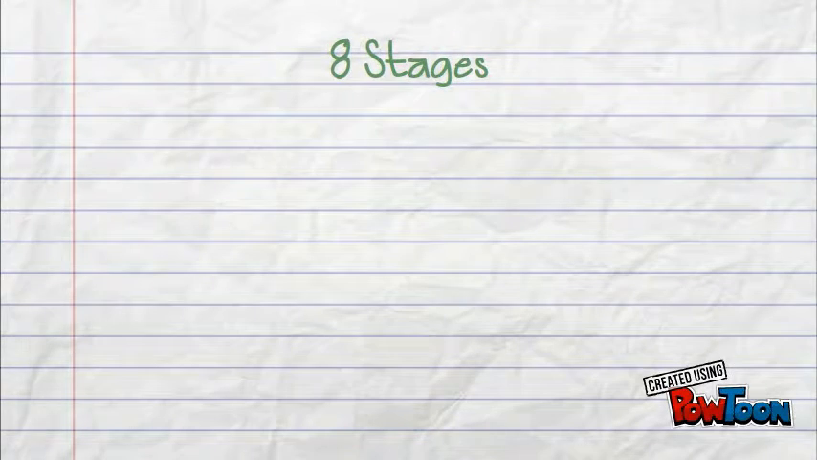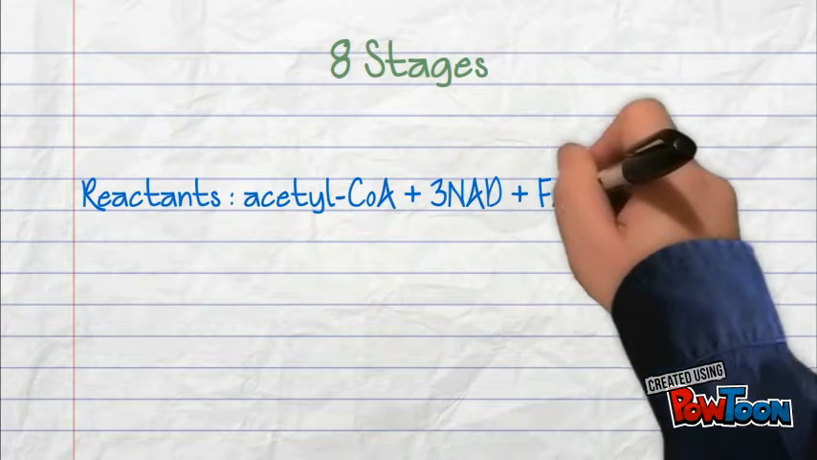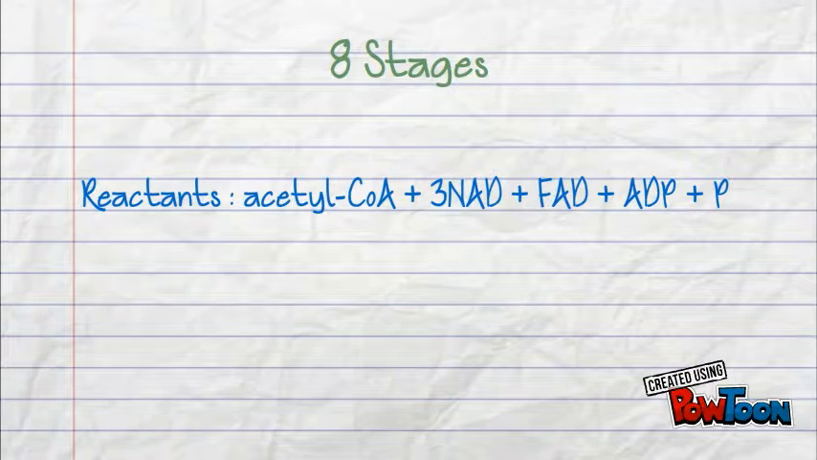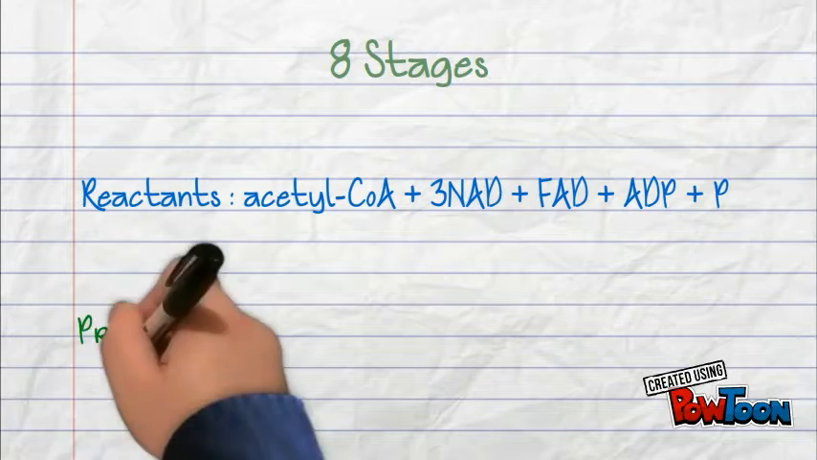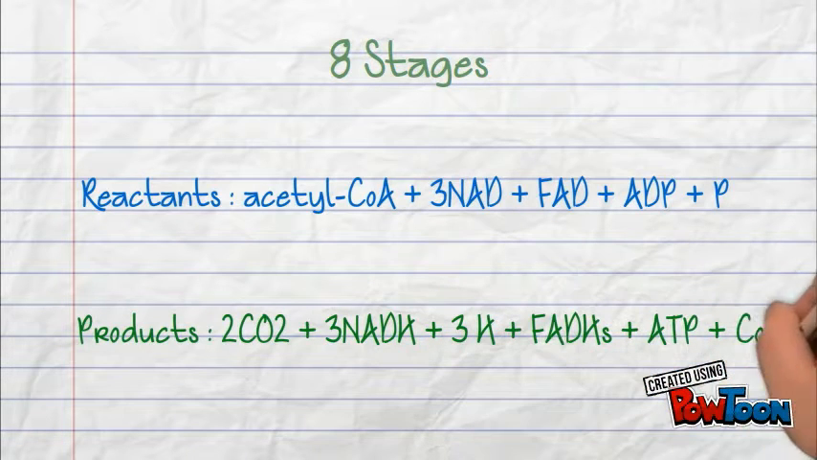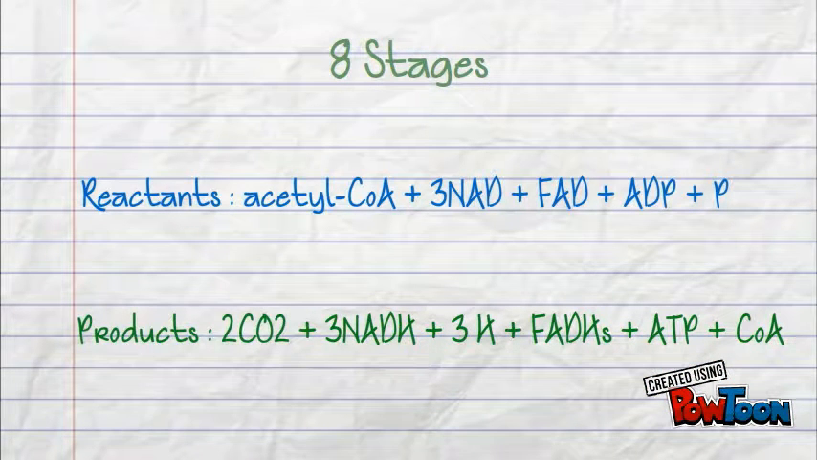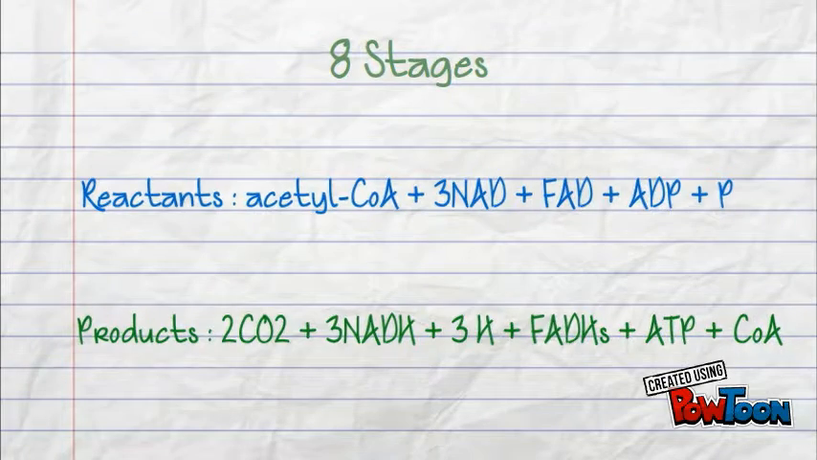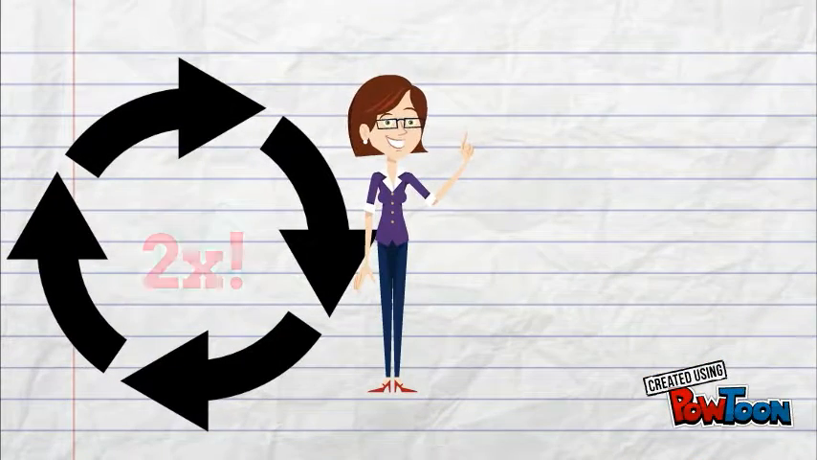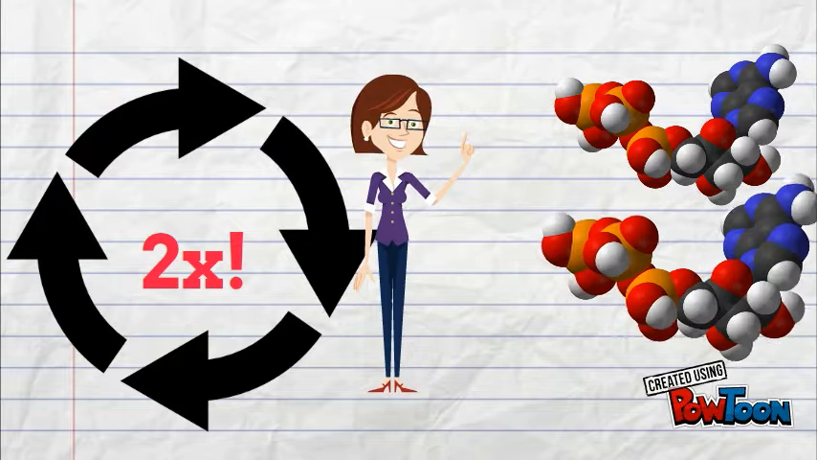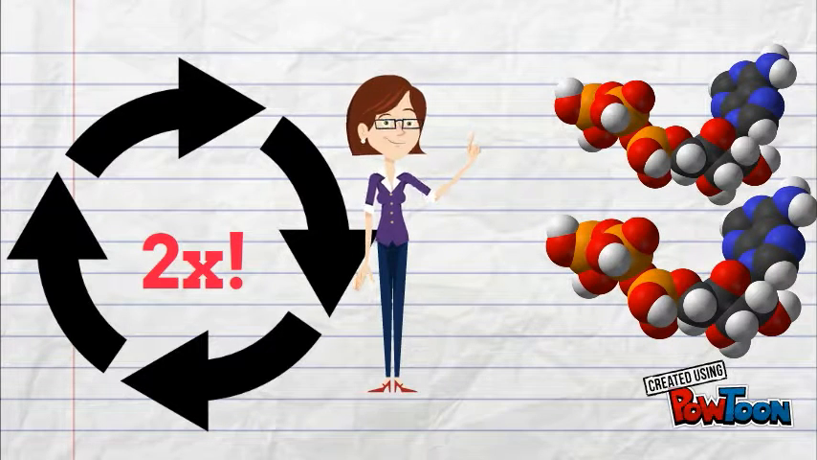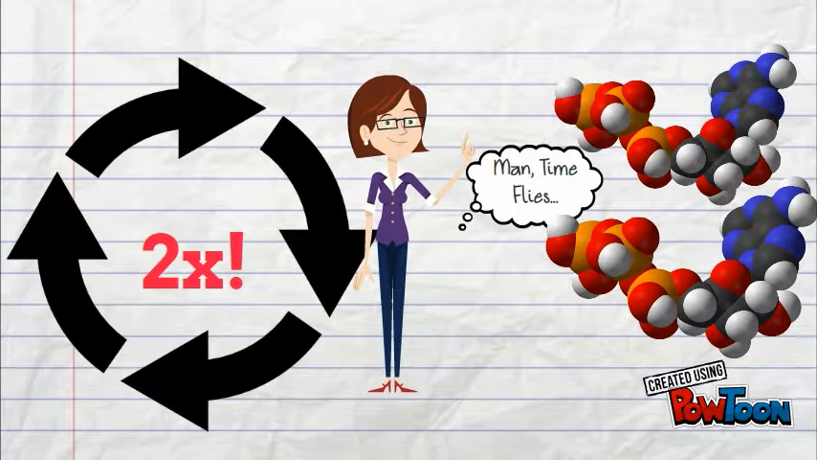The reaction for this stage is an acetyl-CoA, 3 NAD+, an FAD, an ADP, and a phosphate to produce 2 carbon dioxides, 3 NADHs, 3 hydrogens, an FADH2, an ATP, and a CoA. This cycle will happen twice, and the end result should have 2 ATPs produced. It also happens twice because the glucose molecule yields 2 pyruvate molecules.